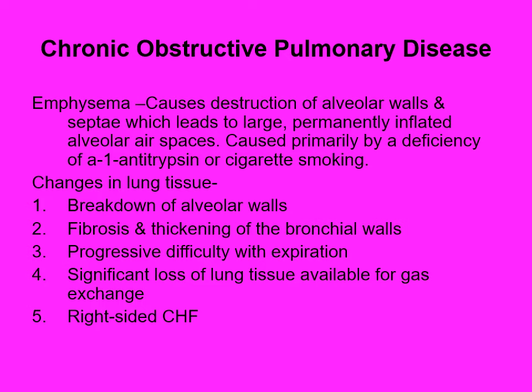Changes in lung tissue. Breakdown of alveolar walls, because remember, the alveoli are little clusters of grapes and there's a lot of surface area, but you're reducing the surface area and forming these large open pockets. Fibrosis and thickening of the bronchial walls, progressive difficulty with expiration due to collapse of the passageways coming into the little cluster of air sacs, and significant loss of lung tissue available for gas exchange over time, and the congestion and the tension leads to right-sided congestive heart failure.